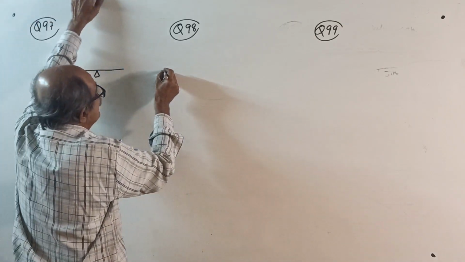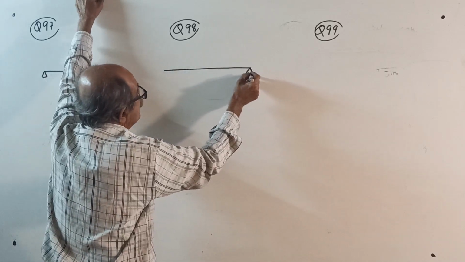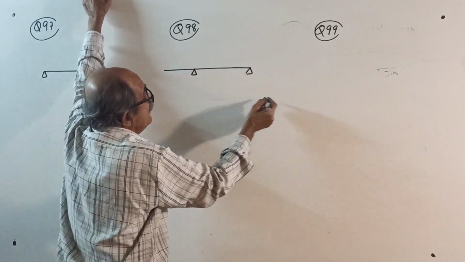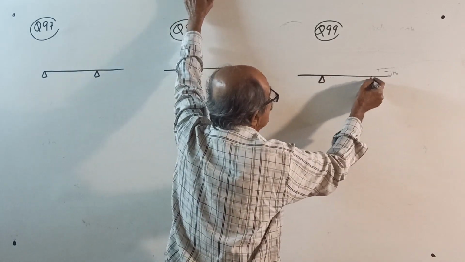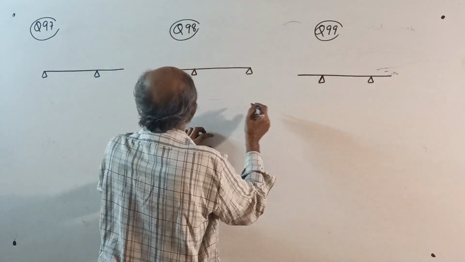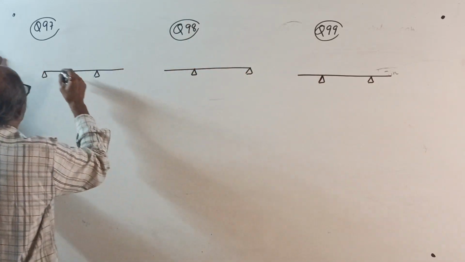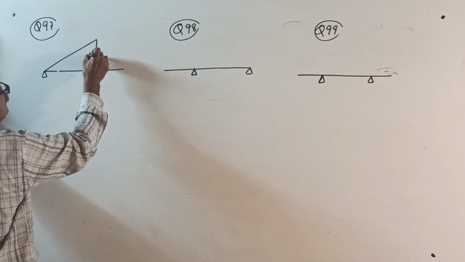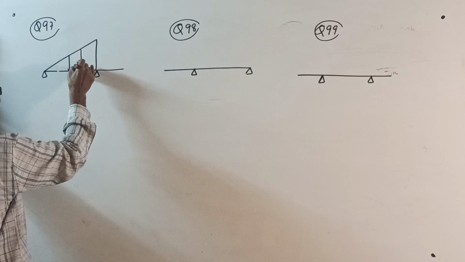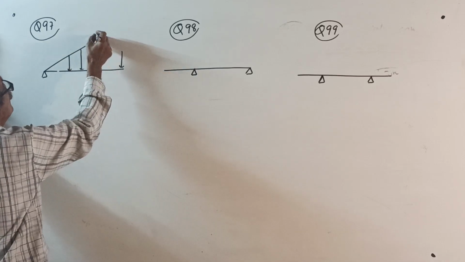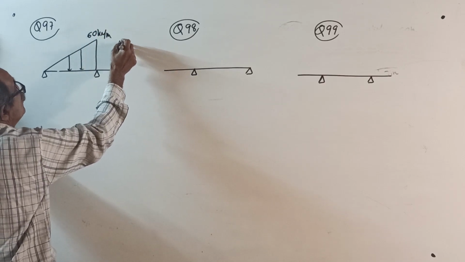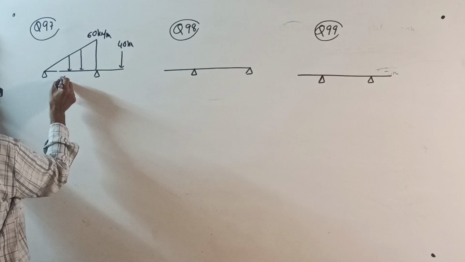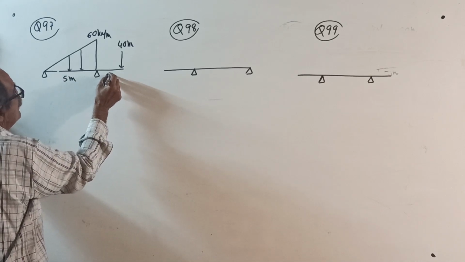Right overhang, left overhang, double side overhang. Okay. Here, a uniformly varying load and a point load, 60 kilonewton per meter and 40 kilonewton, 5 meter and 2 meter. AB.